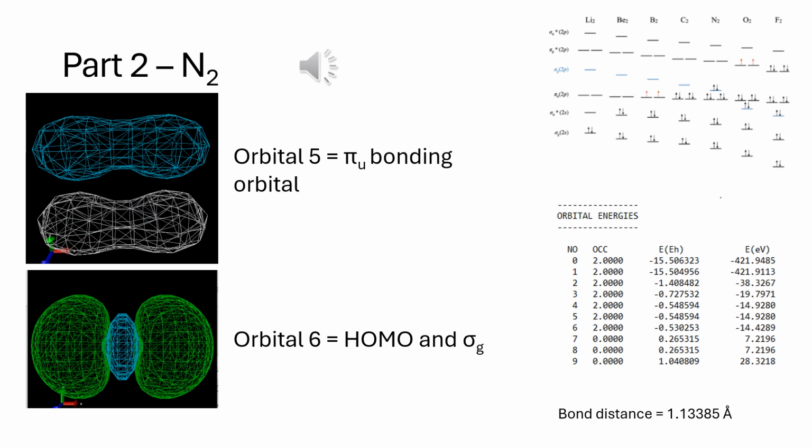Following the same principles as for C2, we can look at nitrogen, N2. Nitrogen's orbitals 5 and 4 are degenerate and are the pi u bonding orbitals, and orbital 6 is the HOMO and sigma g bonding orbital. Just like for carbon, sigma u star and pi g star antibonding orbitals are not analyzed here as they are out of our analysis range.